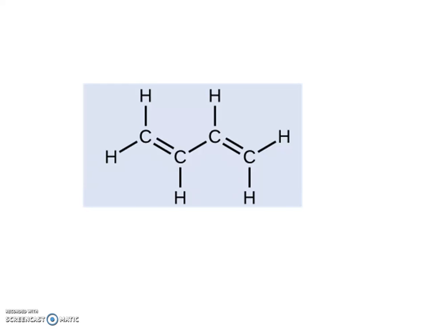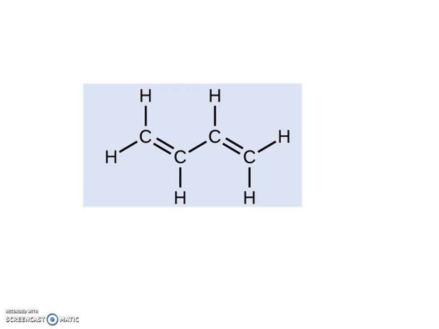So if I look at this molecule here and I want to determine how many sigma and how many pi bonds there are, every connection between two atoms is going to have a sigma bond. So there are 1, 2, 3, 4, 5, 6, 7, 8, 9 sigma bonds in this molecule. The pi bonds are going to be the second bond between the two carbon atoms. So there are 2 pi bonds present in this molecule.